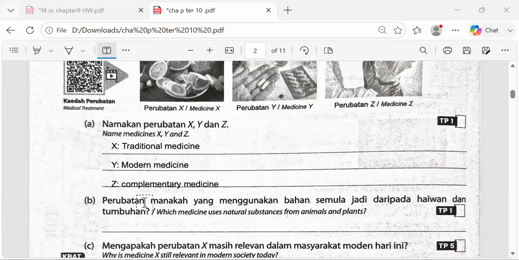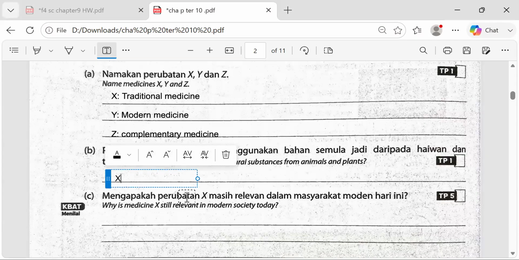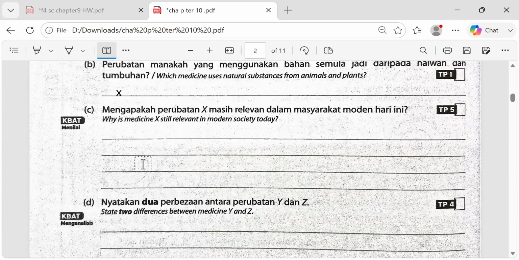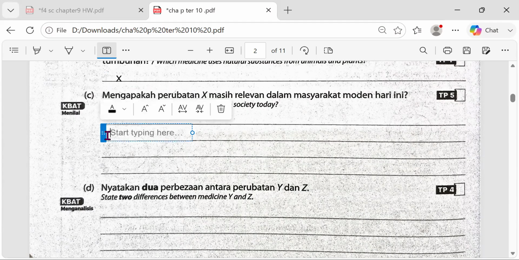Which uses natural substances of animals and plants? So X. Why is X still relevant? People still seek it out because it's natural, has fewer side effects, and is proven to be effective to help prevent and manage disease.